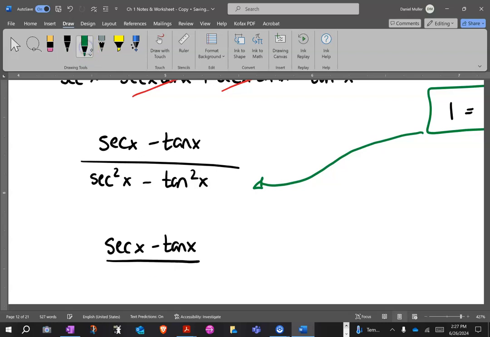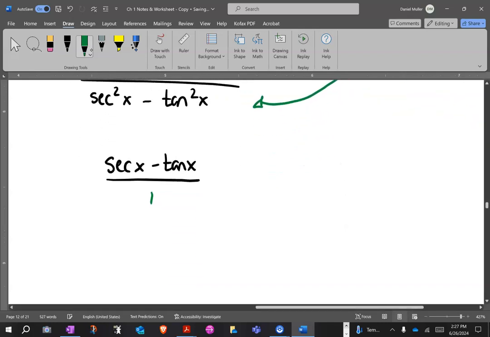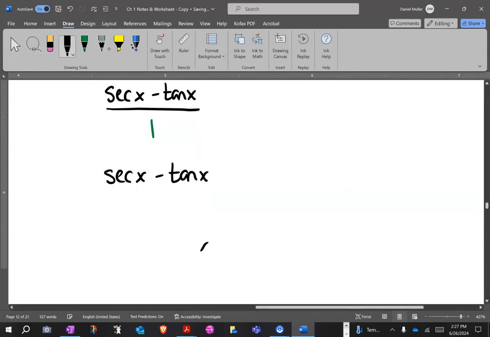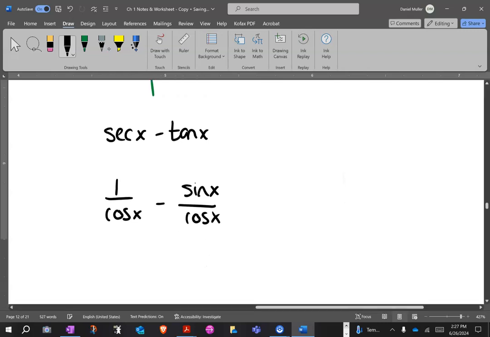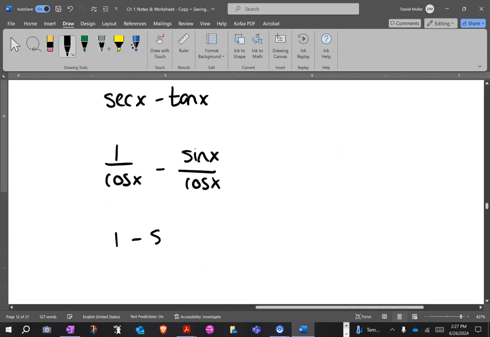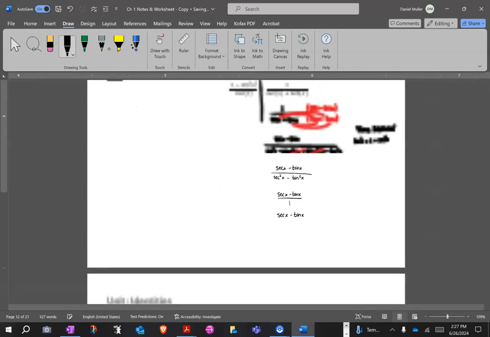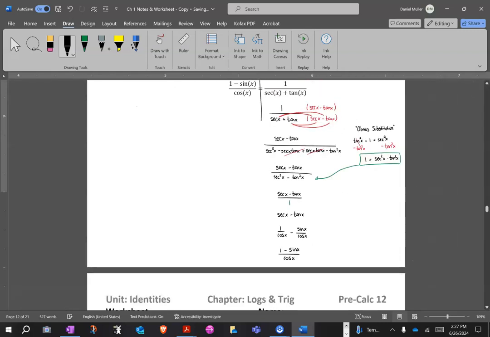over just a 1. Now we ran into this problem previously where that looks nothing like what I have. Secant x minus tan. But if I turn them to sine and cos, so secant is going to be 1 over cos, tangent is going to be sine over cos, I can then put them together. They already have a common denominator, so on the top is just going to be a 1 minus sine x, and the bottom will just be that common cos. And that is my answer. Wow, that just barely fit. 1 minus sine over cosine.